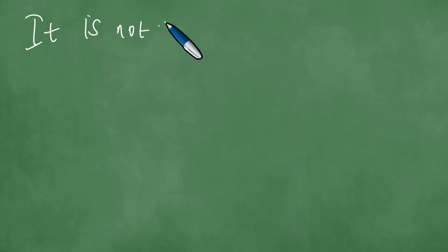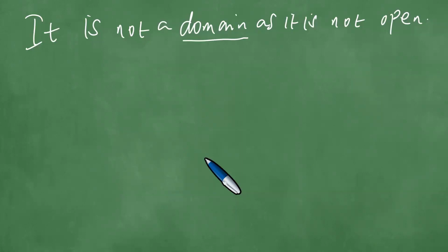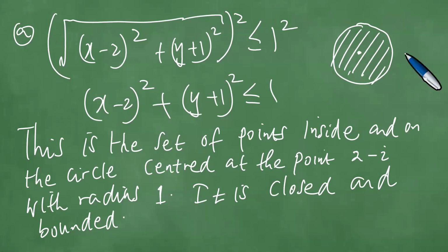It is not a domain as it is not open. Domains in mathematics are open. So why is it not a domain? As it is not open. How is it not open? Because it contains the boundary and also the interior. So this one here is closed, but also it is bounded, and hence it is not a domain.